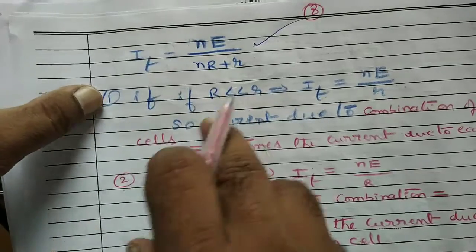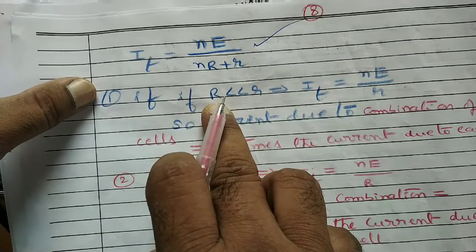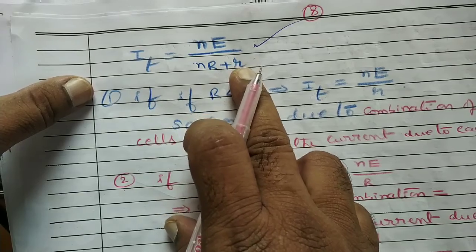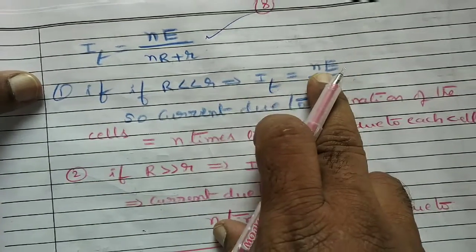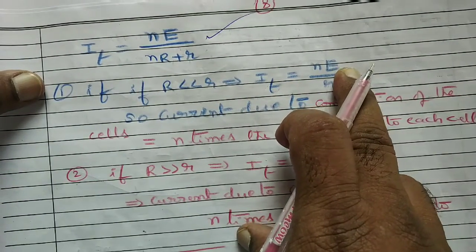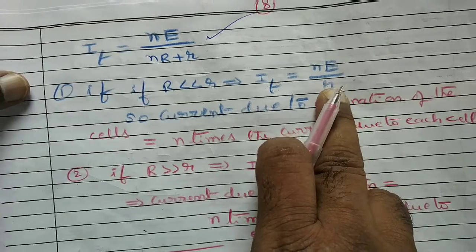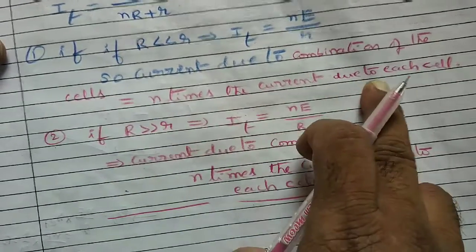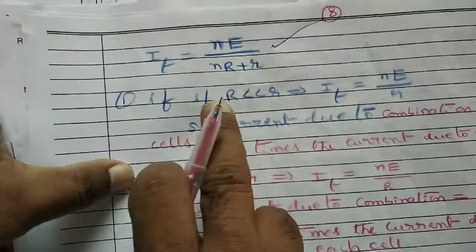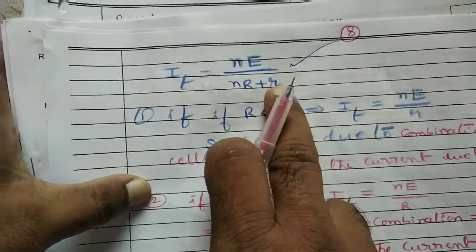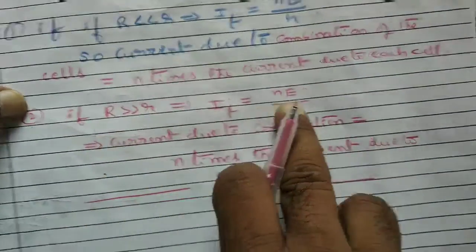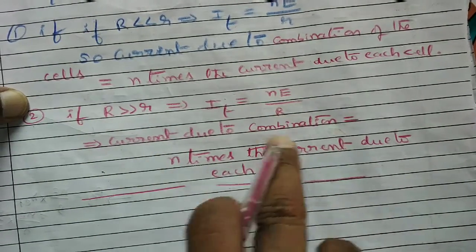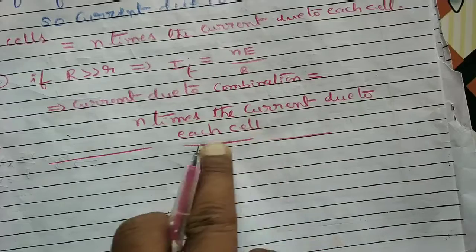Now here two points will arise. If big R is very much less than small r, then big R we can ignore, small r will remain. Then the current expression will become n times the EMF of one cell by the internal resistance of one cell. So the current due to the combination of cells is equal to n times the current due to each cell. The second point: if big R is very much greater, then small r we can ignore. Then the current expression will become n times the EMF of each cell by the external resistance. So the current due to the combination is equal to n times the current due to each cell.